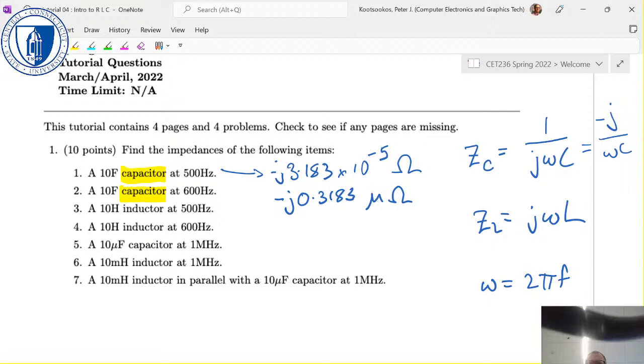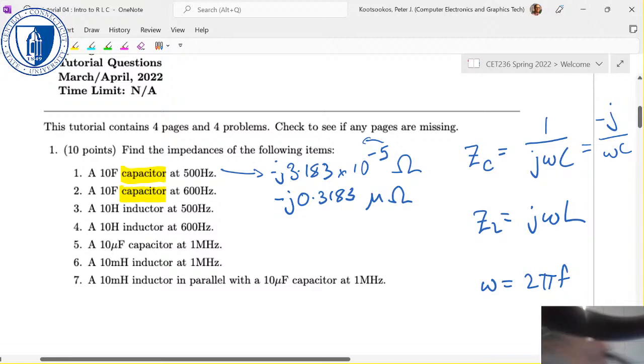Actually, that's not right. Sorry. That would be nano ohms, right? Because we could either go to... have I got that wrong? I've got it wrong. I'm sorry.